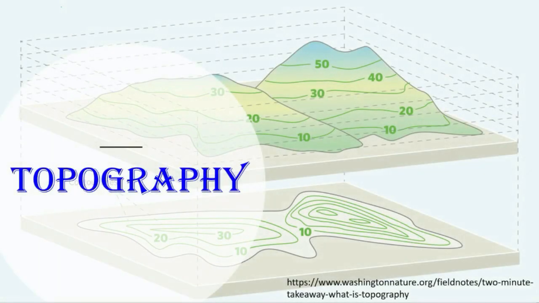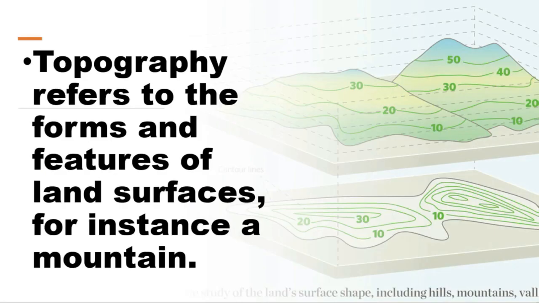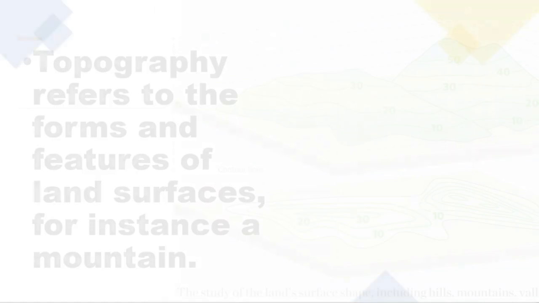And the last factor is topography. Topography refers to the forms and features of land surfaces. For instance, a mountain. Okay class, take a look at this picture.